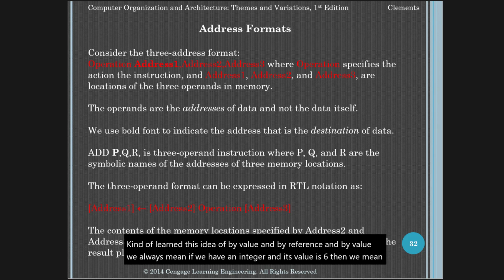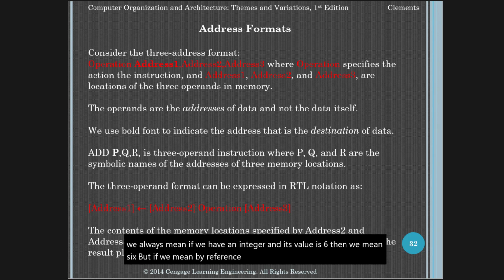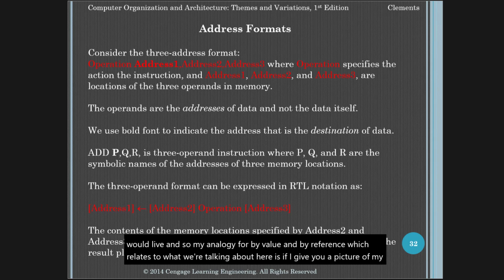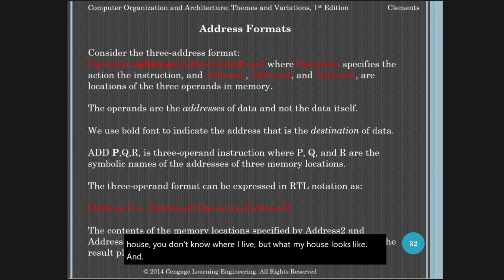But if we mean by reference, and what we're talking about with a memory address is literally the physical location of where that 6 would live. And so my analogy for by value and by reference, which relates to what we're talking about here, is if I give you a picture of my house, you don't know where I live, but you know what my house looks like. And in our example of by value versus by reference, if I damage that photo, like I catch it on fire, you didn't damage my house. You don't even know where it is.